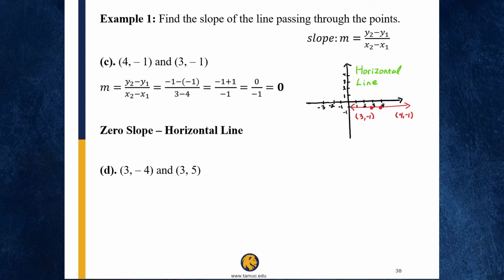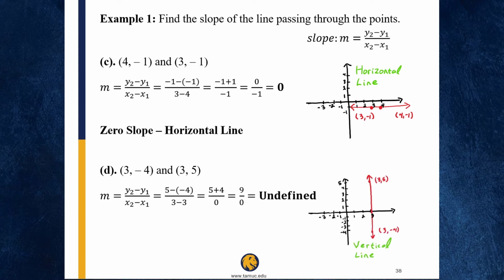And for the next 2 points, 3, -4 and 3, 5, plugging those into the slope formula, we get 5 minus -4 divided by 3 minus 3, which will actually turn into 9 divided by 0. Divided by 0 is undefined. We'll actually get a vertical line passing through these 2 points. And so the connection is that if it's an undefined slope, then that goes together with a vertical line.